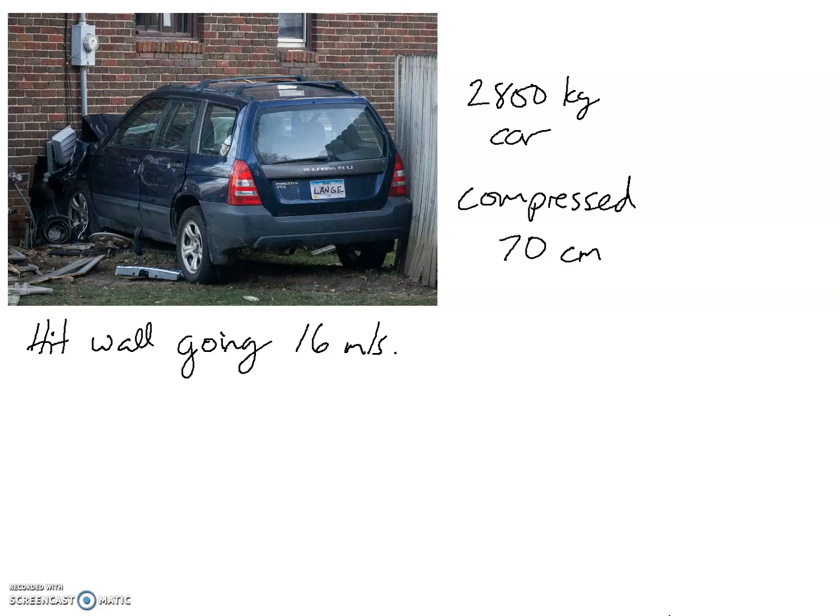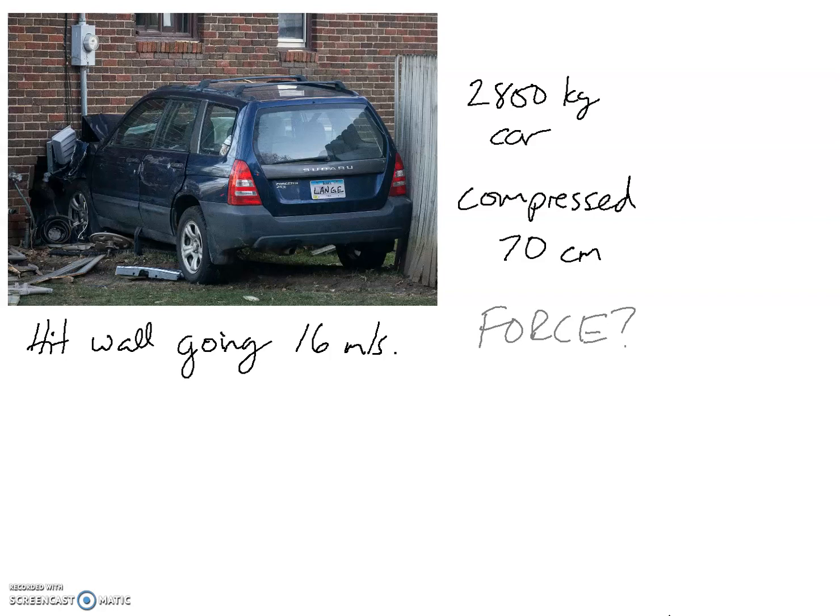Basically, you have a car that was going 16 meters per second and it hit a brick wall outside a building, and of course the car got squished 70 centimeters. And the car has a mass of 2,800 kilograms, and we are going to find out how much force actually stopped the car when it hit the wall. There's a few ways we could do this, but we'll see if we can mix a few things together and see what we can do.